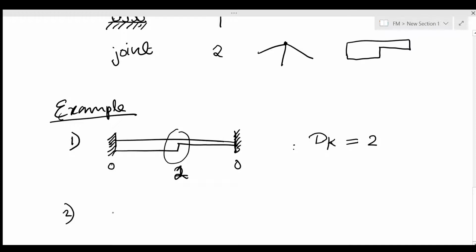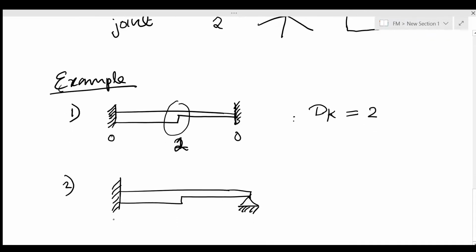Now let us see another example. We have a structure with this. Here we have a joint. At the fixed support we have 0 degree of freedom. At the joint we have 2 degrees of freedom, and at the hinge support we have 1 degree of freedom. So the total kinematic indeterminacy or degree of freedom is 2 plus 1, that is 3.